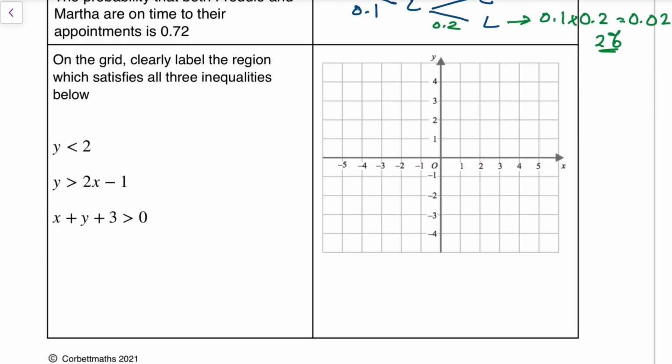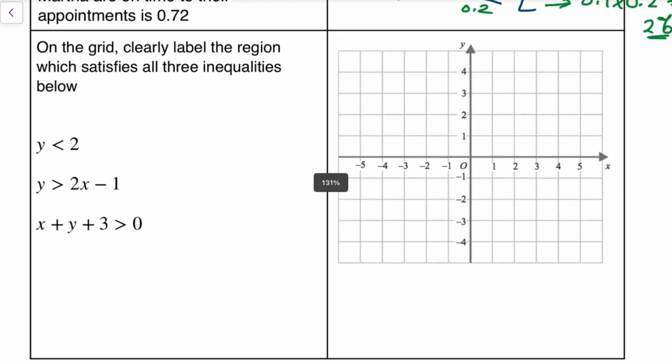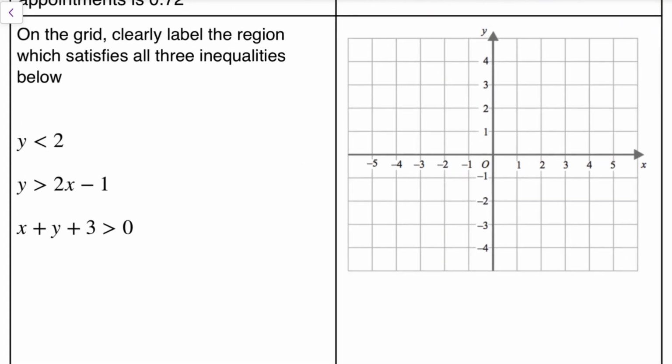Next and final question today. So we have an inequality. I'm going to zoom in a bit. Label the region which satisfies all 3 inequalities. So the way to do this is to basically sketch these lines first. I'm going to come to the last one in a second. So the easiest one is y is less than 2. So there's my y equals 2.